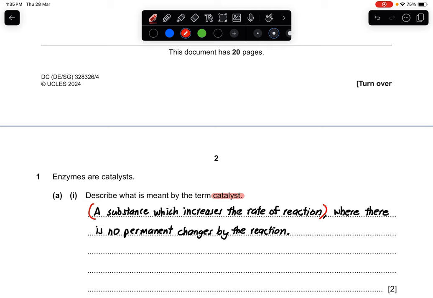Meaning, if I have an enzyme, and then this is probably the substrate, the enzyme won't change anything. The enzyme will only increase the reaction to produce more of the products. That is the key thing. So there will be no permanent changes by the reaction itself. It only increases it. Okay, all right.